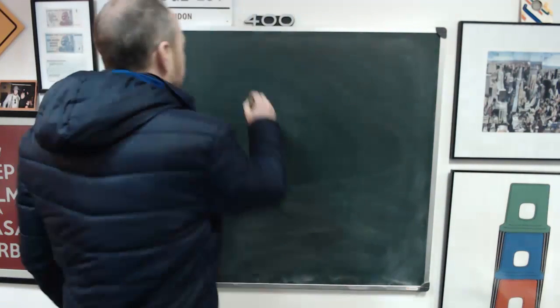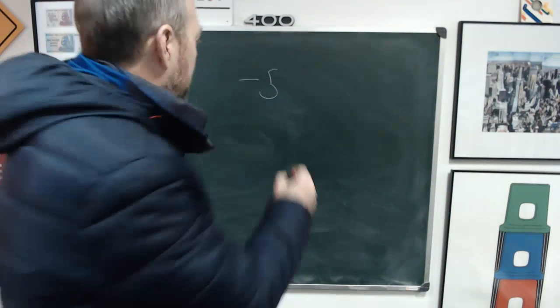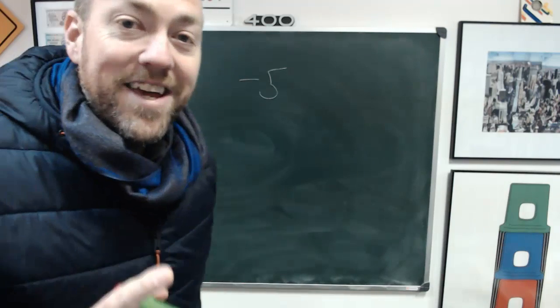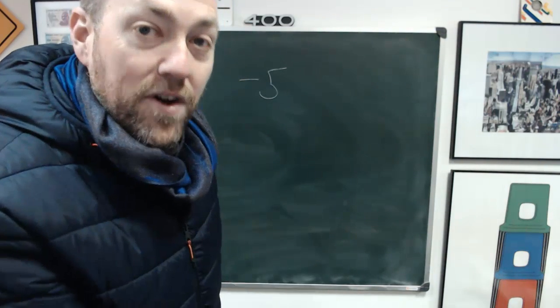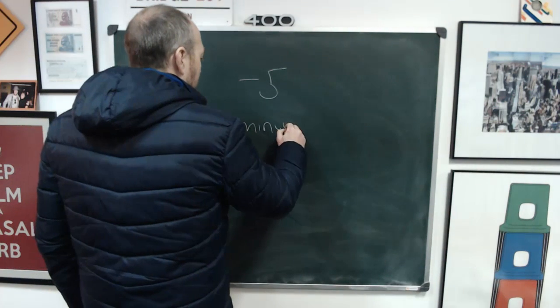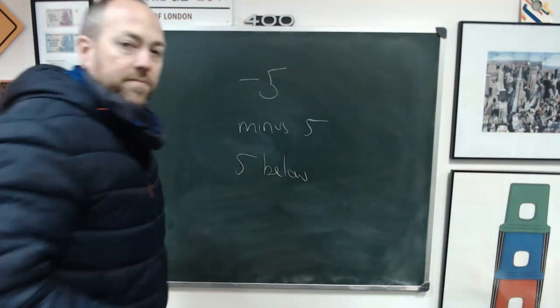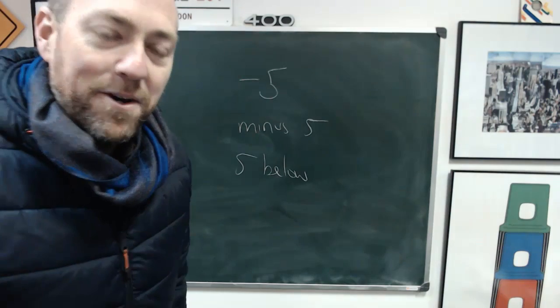You have two ways to say the temperature in English, okay? Well, this is very good. You can say -5 or 5 below.